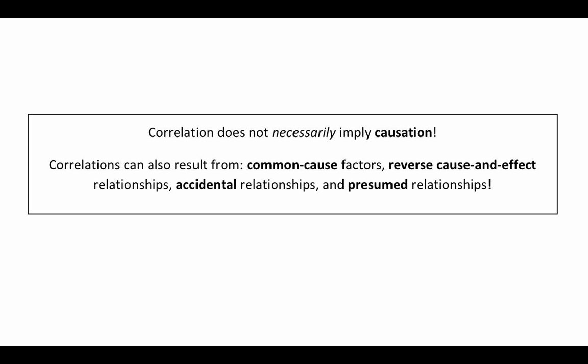That's right. And when you do your stat summative, where you choose the variables and you test the strength of the relationship between them, and if you find that there is a strong correlation between your two variables, then your job will be to speculate as to some of the different types of causes: common cause, reverse cause and effect, accidental, presumed, because you won't be able to say for sure it is cause and effect. Yeah. So at this point, let's go through each of these different factors and different relationships and find some examples of each.